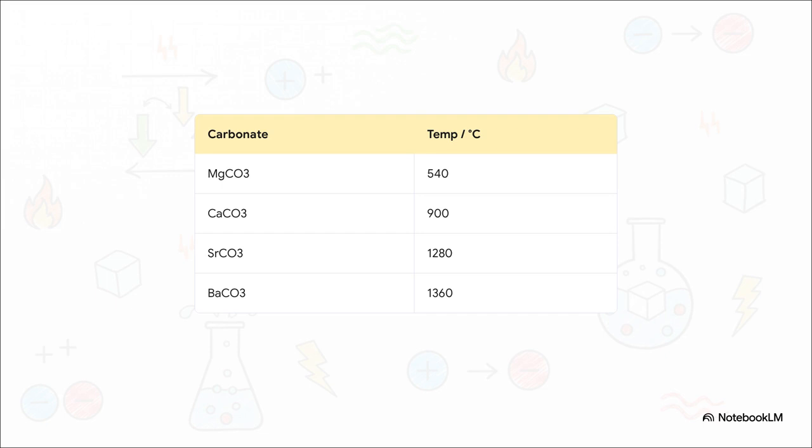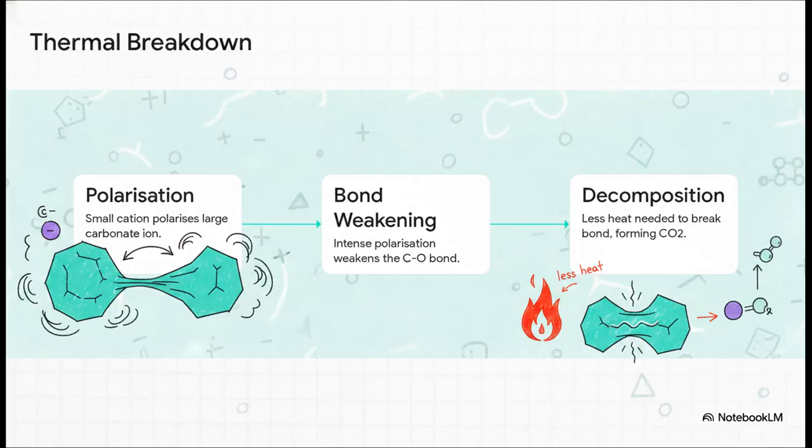But as we go down the group, the metal ions get larger, their polarizing power drops, and the carbonates become incredibly resistant to heat. By the time you reach barium carbonate, you literally have to blast it to 1360 degrees before it gives in. That is a massive difference for compounds in the exact same family. Let's break down exactly why that happens.